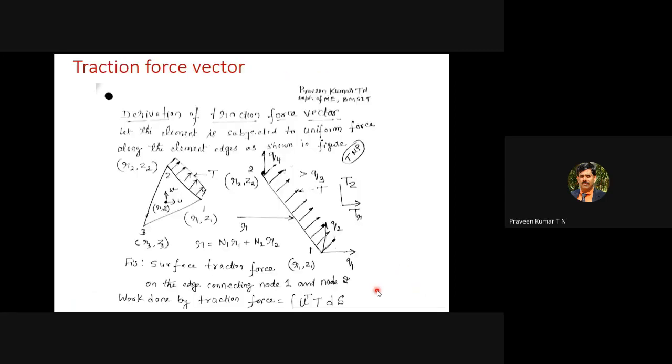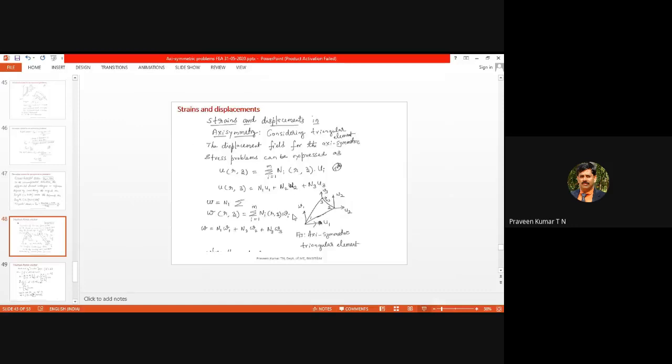The next derivation is the traction force vector, which we'll discuss in the next class. So now, if you have any doubt, we can discuss now.